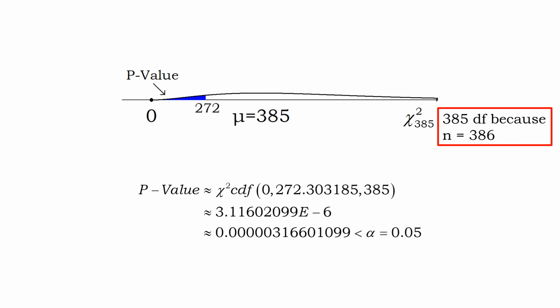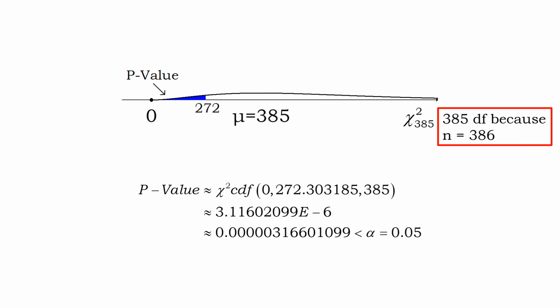So 0 is our lower limit on the chi-square graph. Our test statistic, 272.303185, with 385 degrees of freedom. And on my calculator, this comes back 3.1160299. As soon as I see that 3.11, my eyes go immediately to the right to find the scientific notation.